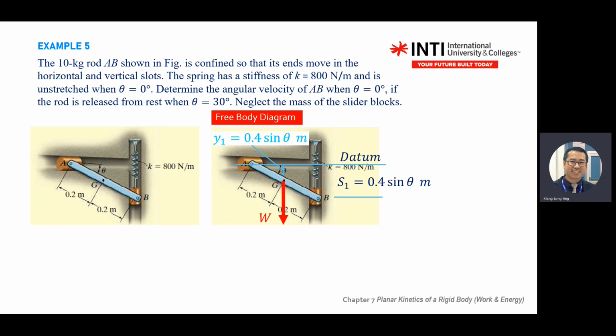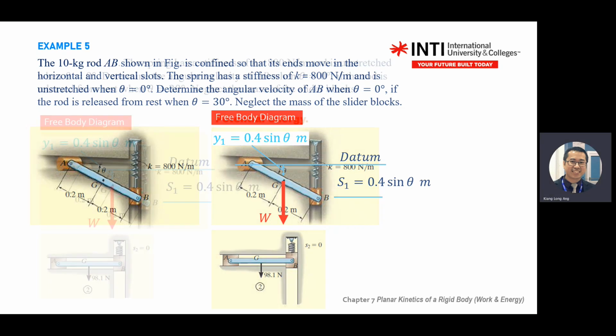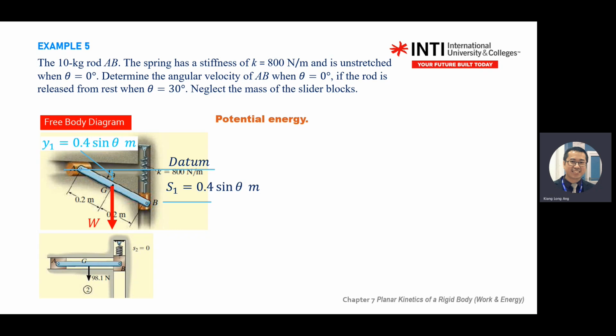So along all this triangle, all the height will be 0.4 sine theta. This is a general one. So what happens when you reach 0 degree? When you reach 0 degree, you still have the gravitational force, still have W, and your datum is here. So the distance traveled is 0 for S2, S2 is 0. So your S1 is here, S2 is here. Datum always 0. So when you have these two diagrams, then you study the potential energy first.